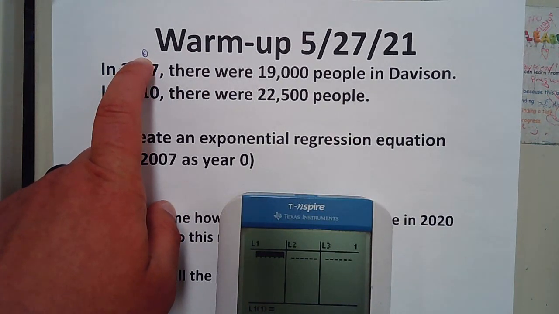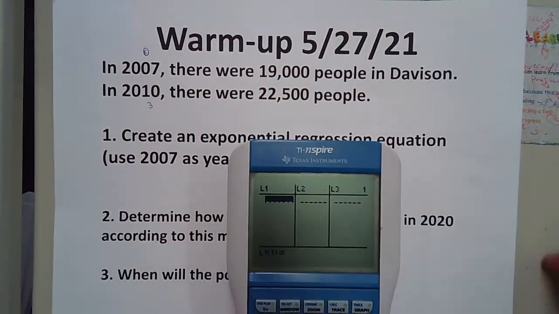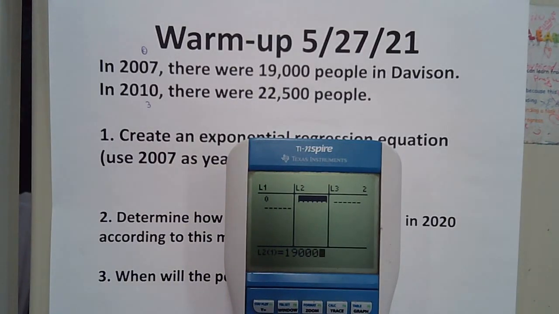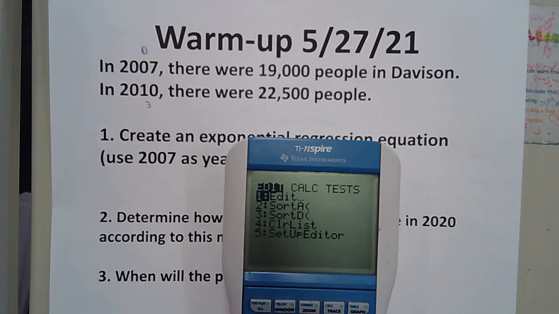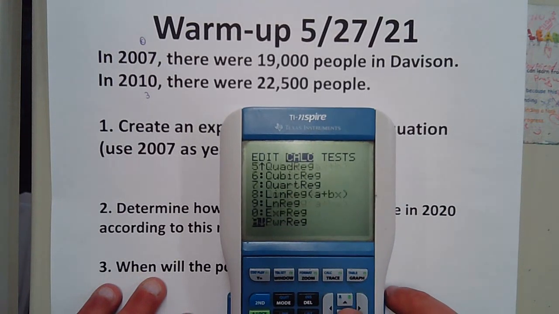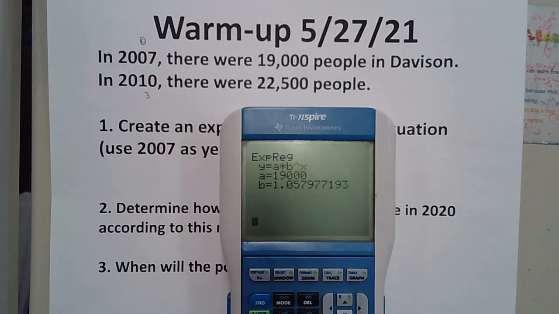So 2008 would be 1, 2009 would be 2, 2010 would then be 3. All right, so our first coordinate is 0, 19,000. And then our second coordinate is 3, 22,500. At this point, we've got 2 points. We can do a regression equation. So stat, back over to calc. And we're going to go down, like the problem says, to do an exponential regression. So expreg, exponential regression. There's the calculator online for this as well, so you can use that too.